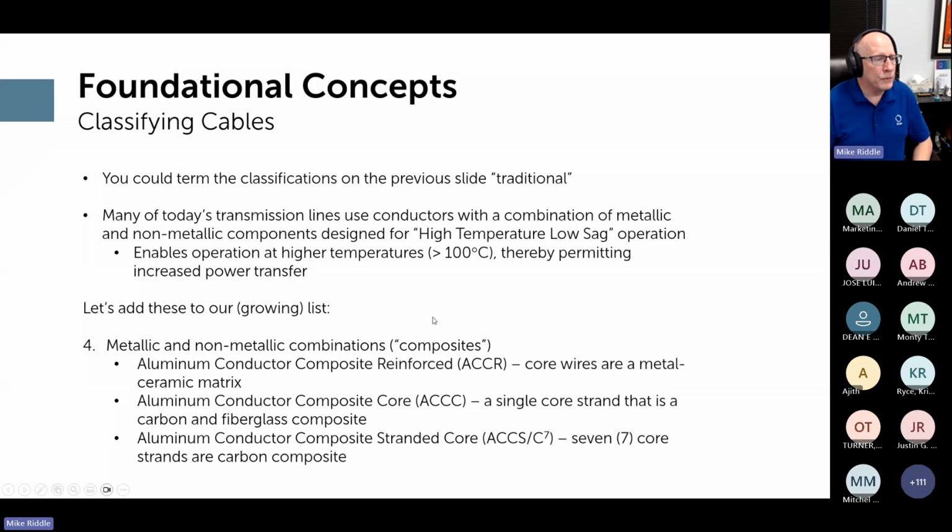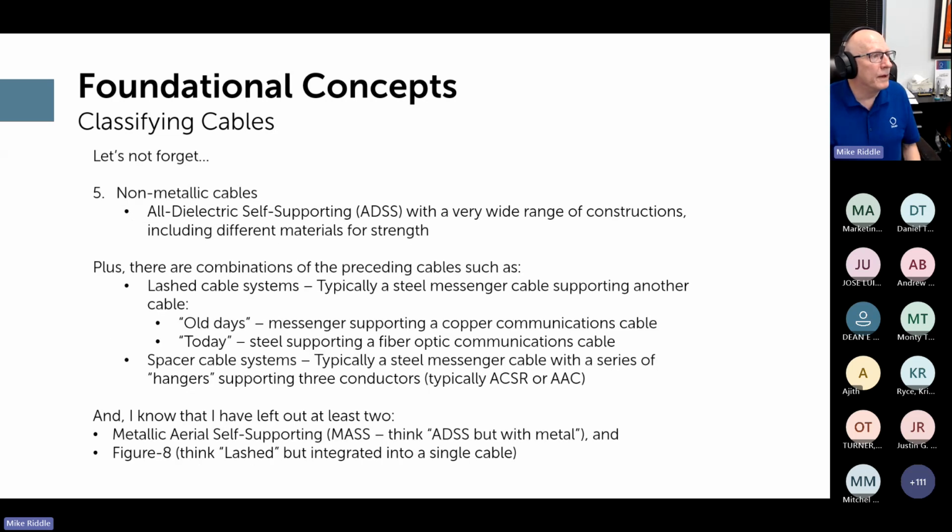So if you threw those in there, you could create a fourth category, metallic and non-metallic combinations. And this high temperature, low sag, there are various implementations of that concept out there. You've got ACCR, ACCC, ACCS, C7. The idea here is just the variety of cable systems that are used in the world today.